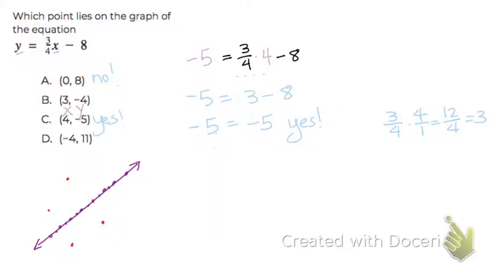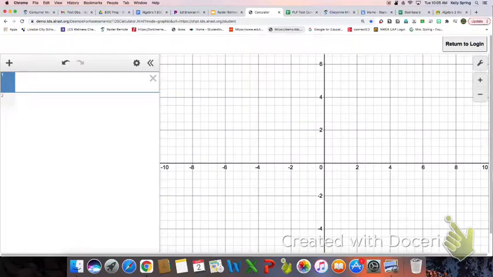The other way you can do it is to actually go to the graphing calculator and graph the equation and each of the points and see which of the points lands on the graph. So let's do that. When you're taking the state test, just click on calculator and this is what you'll see. You might need to scroll down in the bottom left corner.